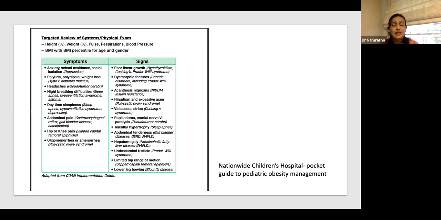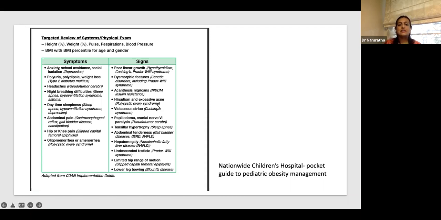It could indicate an underlying hypoventilation syndrome because of the excess body fat. Recurrent unexplained abdominal pain could be due to GER, gallbladder disease, or constipation. Hip or knee pains should be specifically asked for and looked for. Some of the signs that we need to pay attention to: any child presenting with poor linear growth, look for underlying signs of hypothyroidism, Cushing's, or Prader-Willi syndrome.